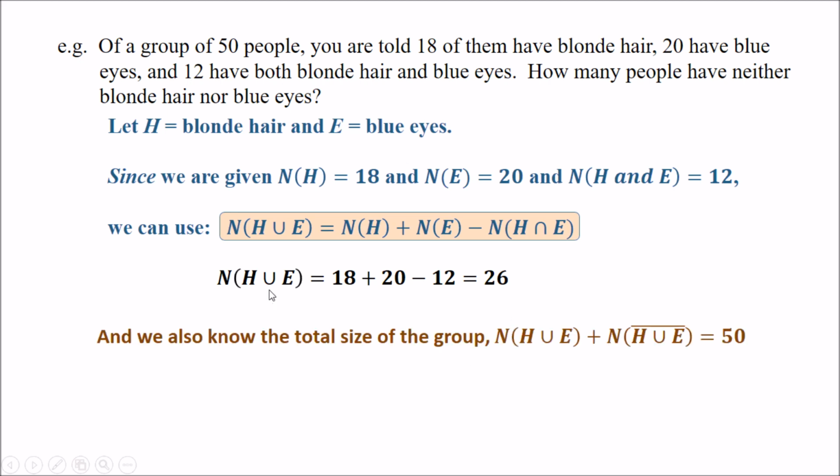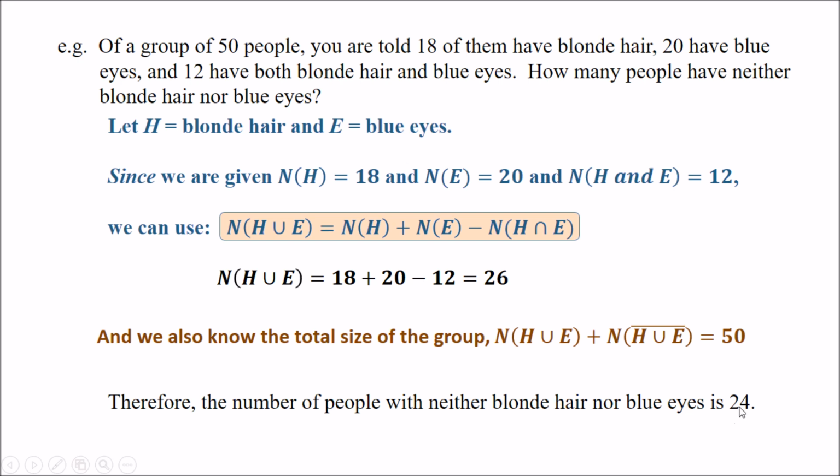But remember, we wanted the complement of that. We wanted the people who were neither blonde-haired nor blue-eyed. So if 26 have either blonde hair or blue eyes, then it stands to reason that 24 would have neither blonde hair nor blue eyes.